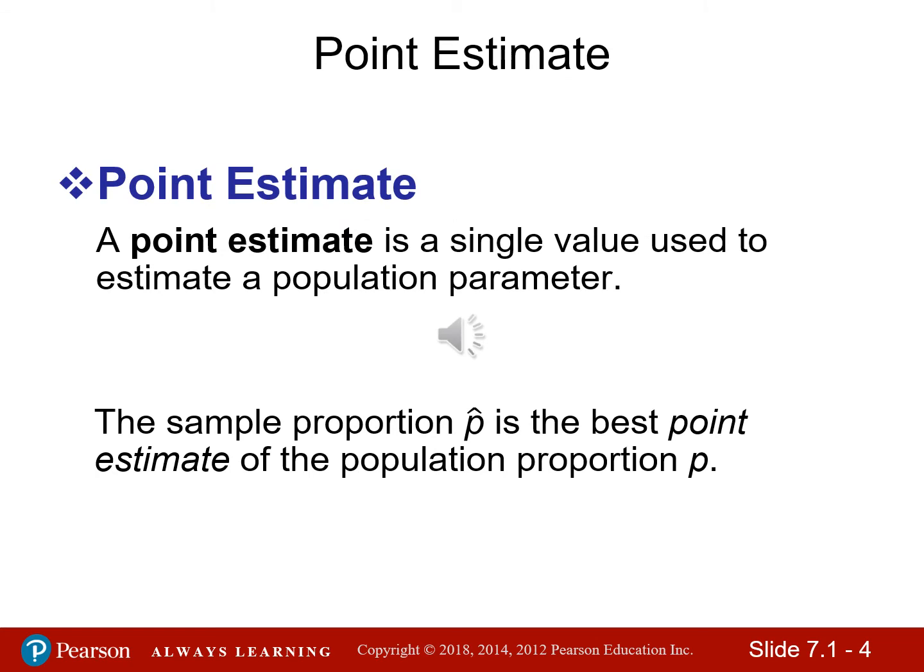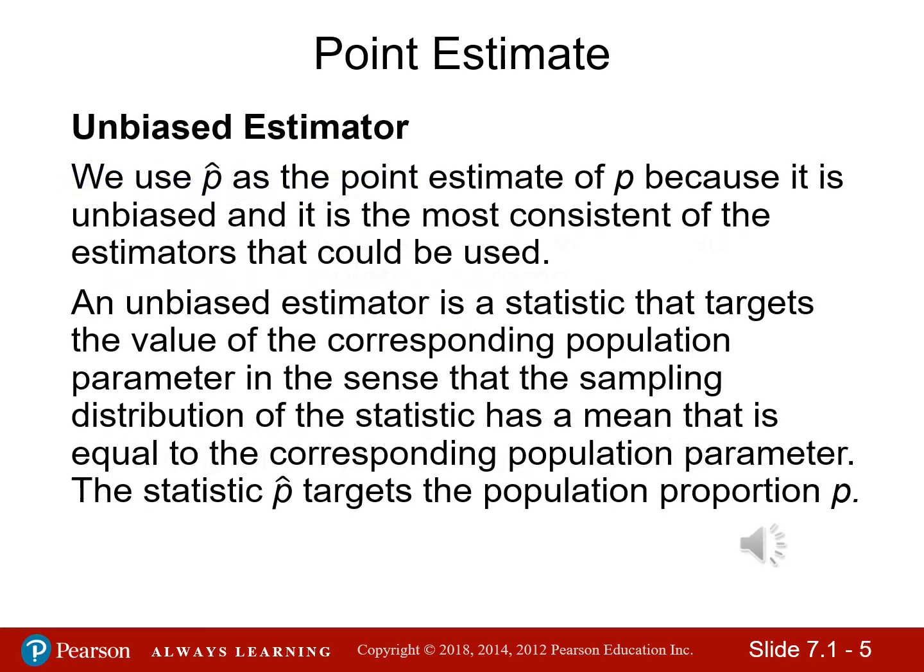A point estimate is a single value used to estimate a population parameter. The sample proportion p hat is the best point estimate of the population proportion p. We use p hat as the point estimate of p because it is unbiased and it is the most consistent of the estimators that could be used.